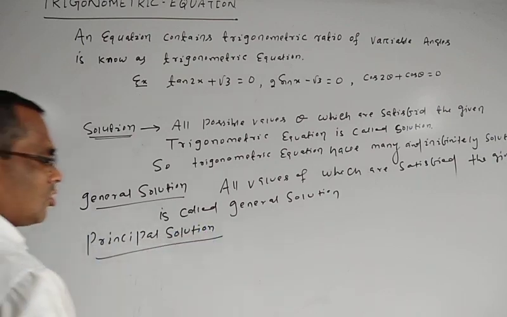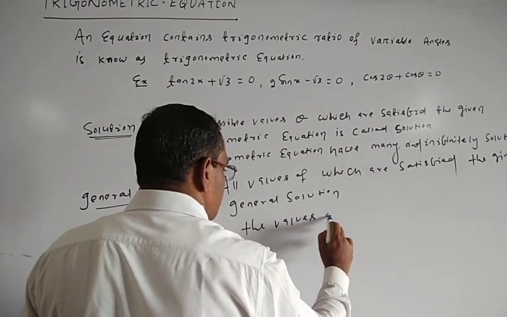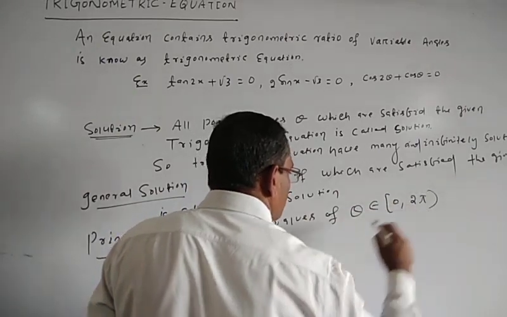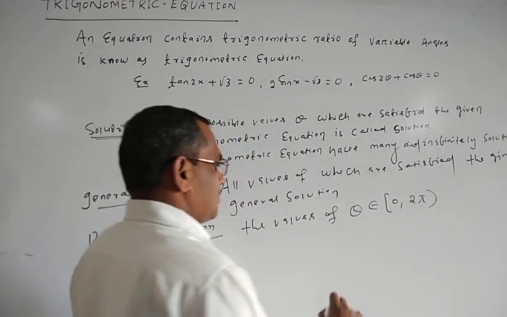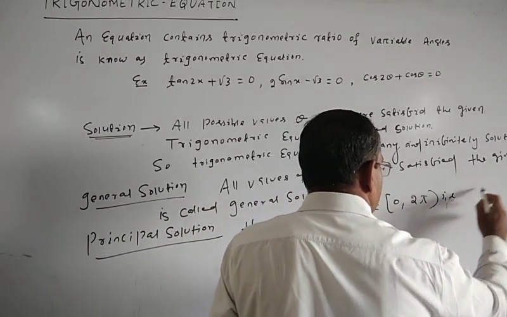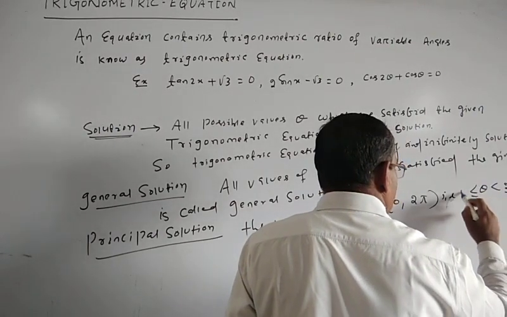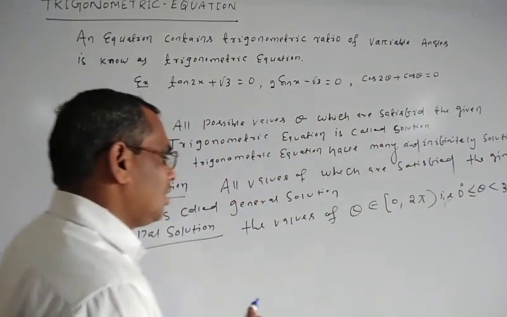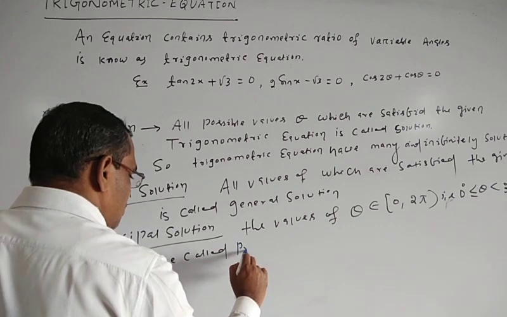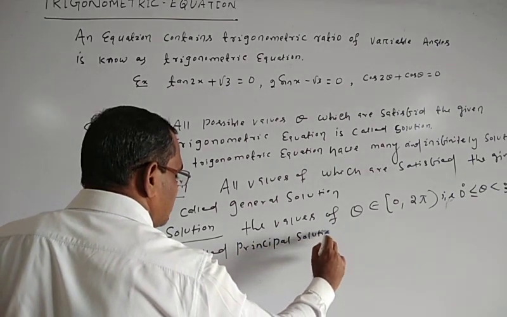So principal solution means the values of theta belonging to the closed interval 0 to 2 pi. That is, theta less than 2 pi, 360 degrees, and greater than or equal to 0 degrees are called the principal solution. Okay.